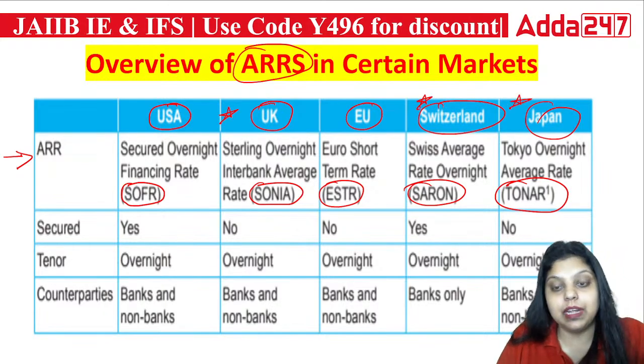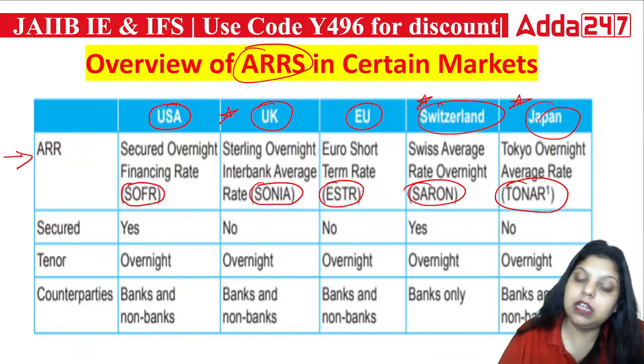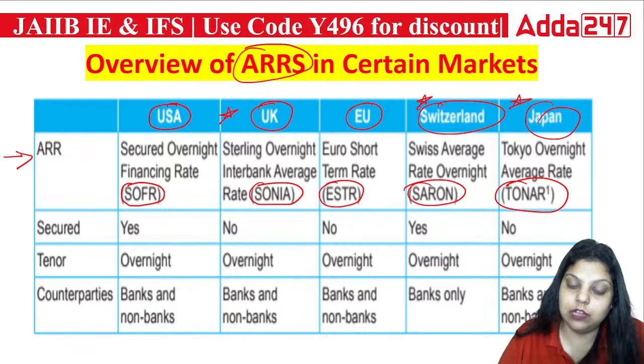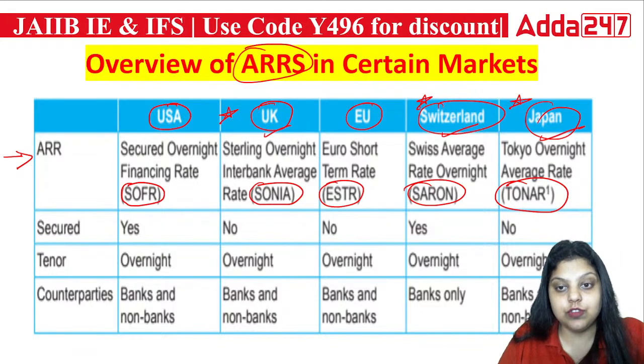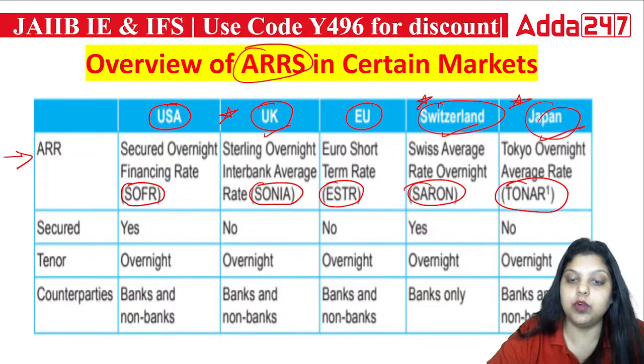Out of these five alternate reference rates, SONIA, SARON and TONAR are very important, and SONIA is asked in most of your JAIIB papers. Even in May 2025 it was asked. So do remember the name of the alternate reference rate of each country. SONIA is very important out of all of these.